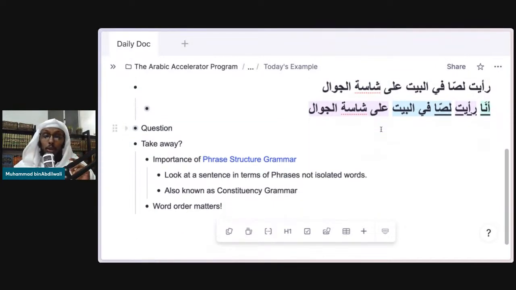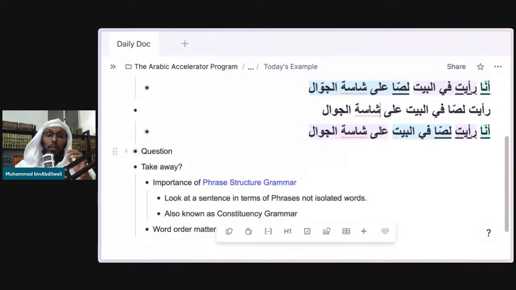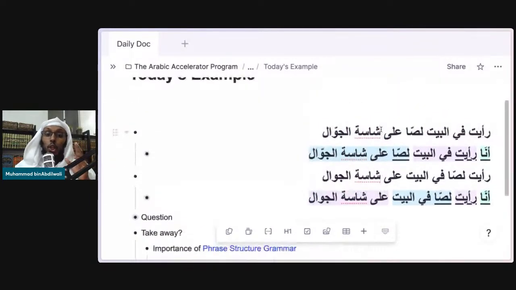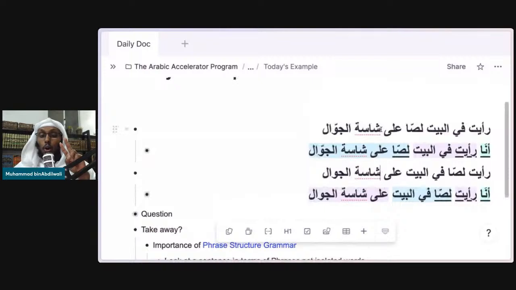Okay, so that's why they also call this constituency grammar, which is when you're doing grammar, don't try to do grammar word for word. This word is this and that word is this. No. You should zoom out and look at it. Okay, what is the structure of this sentence? A sentence is going to have a core. That core is going to be 2 or 3 constituents for the most part.